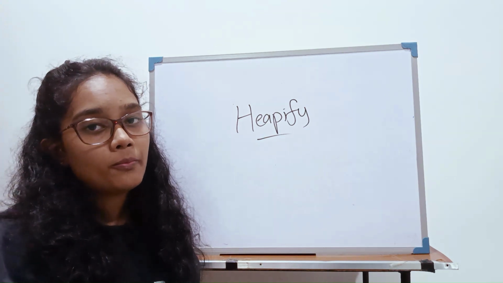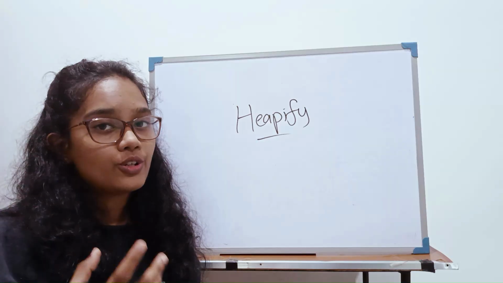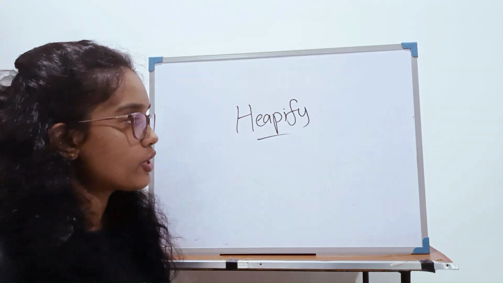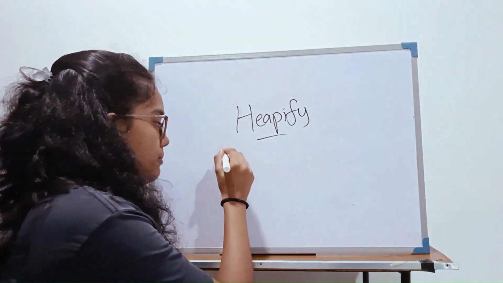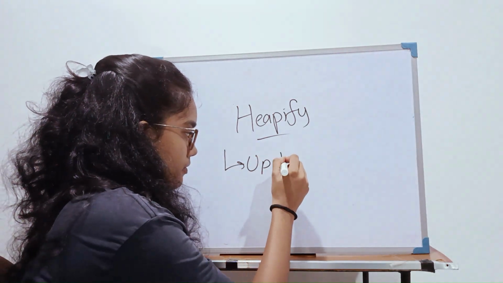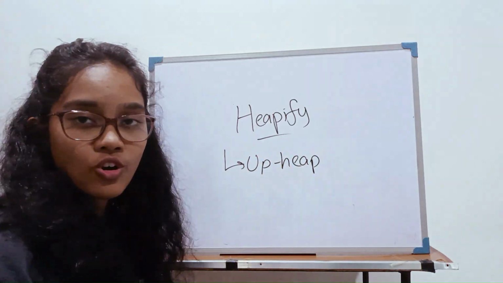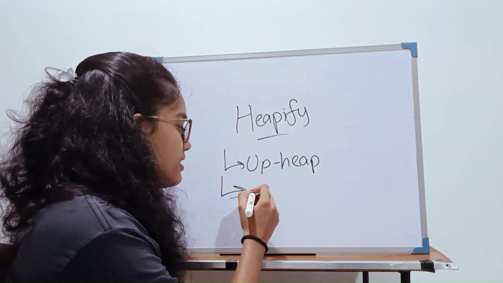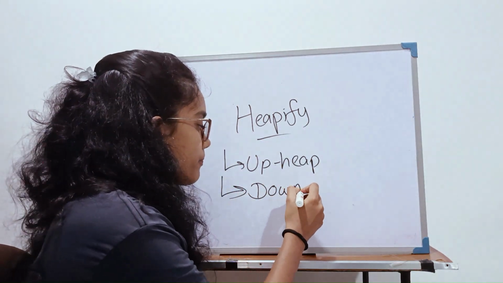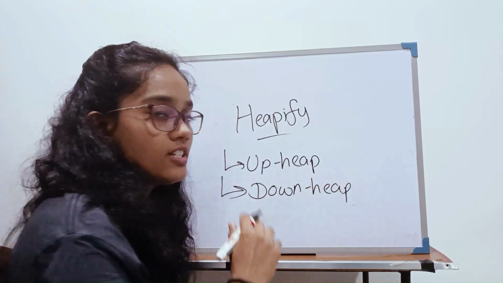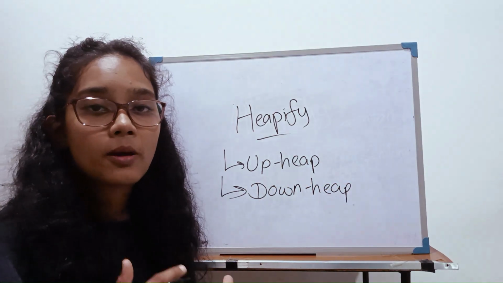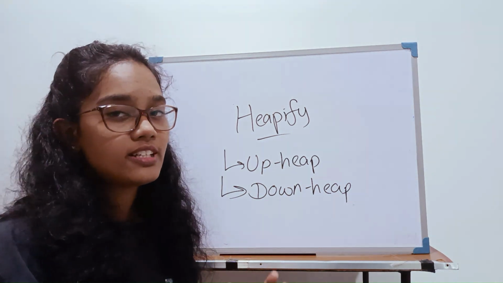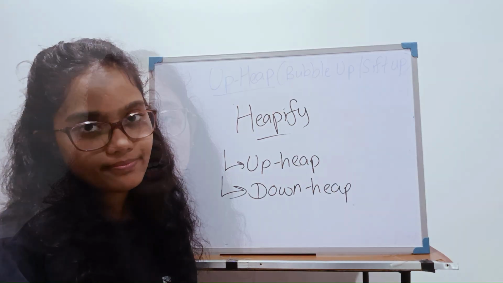There are two main methods to fix a heap after it is disturbed. First one is the Up-Heap, also called the bubble up or the sift up. The other one is the Down-Heap. It is also called the bubble down or sift down. Now let's look at these methods one by one.